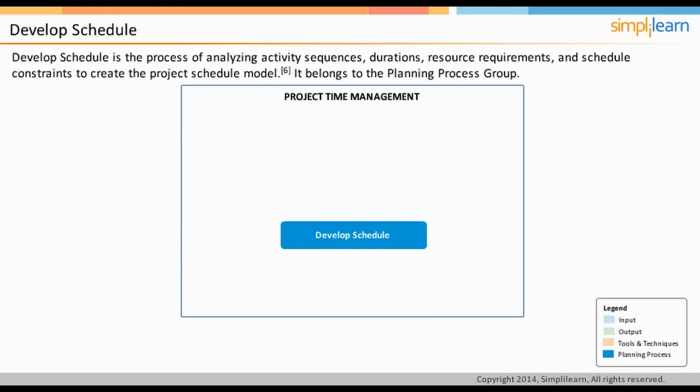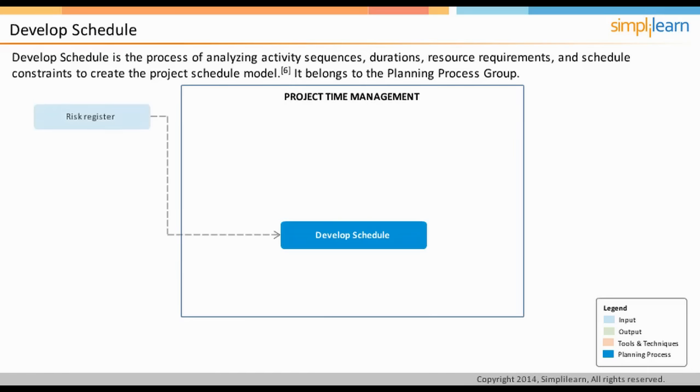Entering the activities, durations, and resources into a scheduling tool generates a schedule with planned dates for completing project activities. Developing a project schedule is an iterative process. Revising and maintaining a realistic schedule is a task in itself, and it continues throughout the project as the work progresses. Most of the inputs of this process are the outputs of the estimate activity durations process.